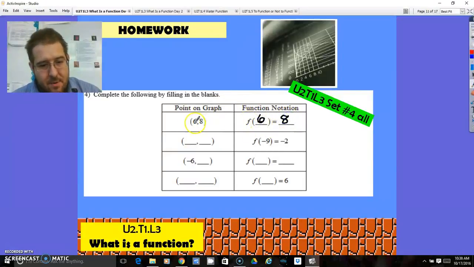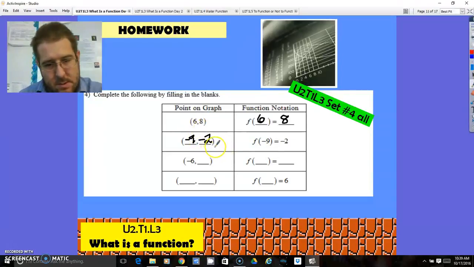The independent variable is always the x. The dependent variable is always the y. So if it's f of -9 equals -2, that's -9, comma, -2. Oh, this is such an easy homework. I love easy homeworks. All right, so the next one, -6 blank equals f of blank equals blank.